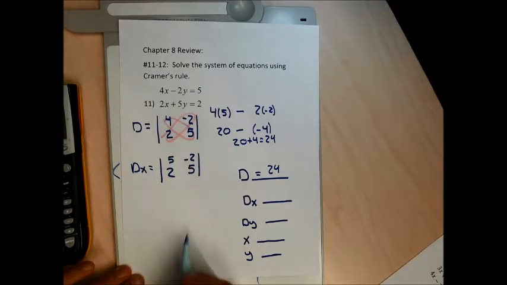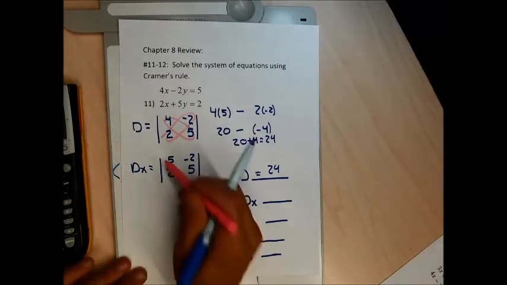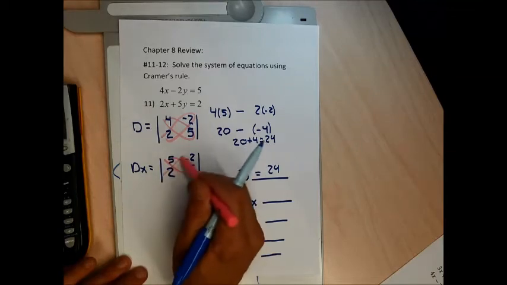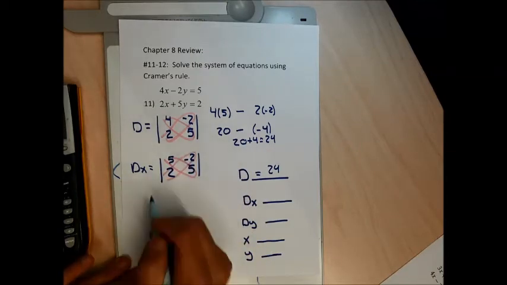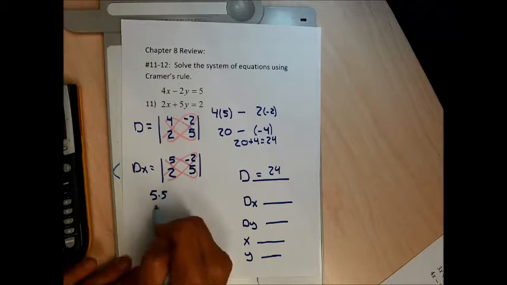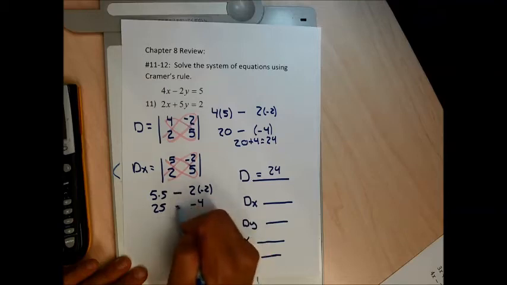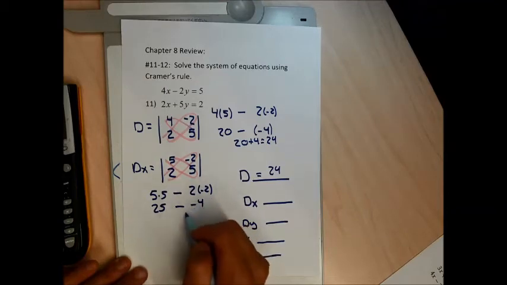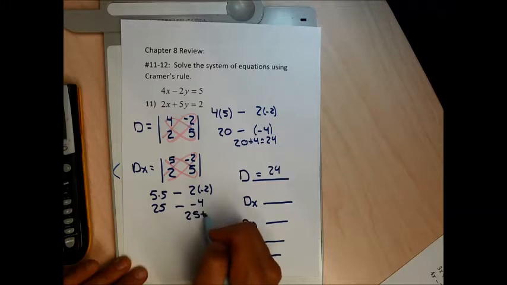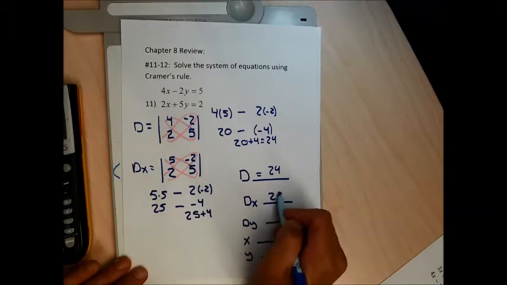So I'm just changing the x column of the D matrix to the equals column. And now I'm going to find my D sub x by cross-multiplying both ways. I'm going to go 5 times 5, which is 25. 2 times negative 2 is negative 4, and subtract those. So 25 minus a negative 4 is the same thing as 25 plus 4, which is 29.